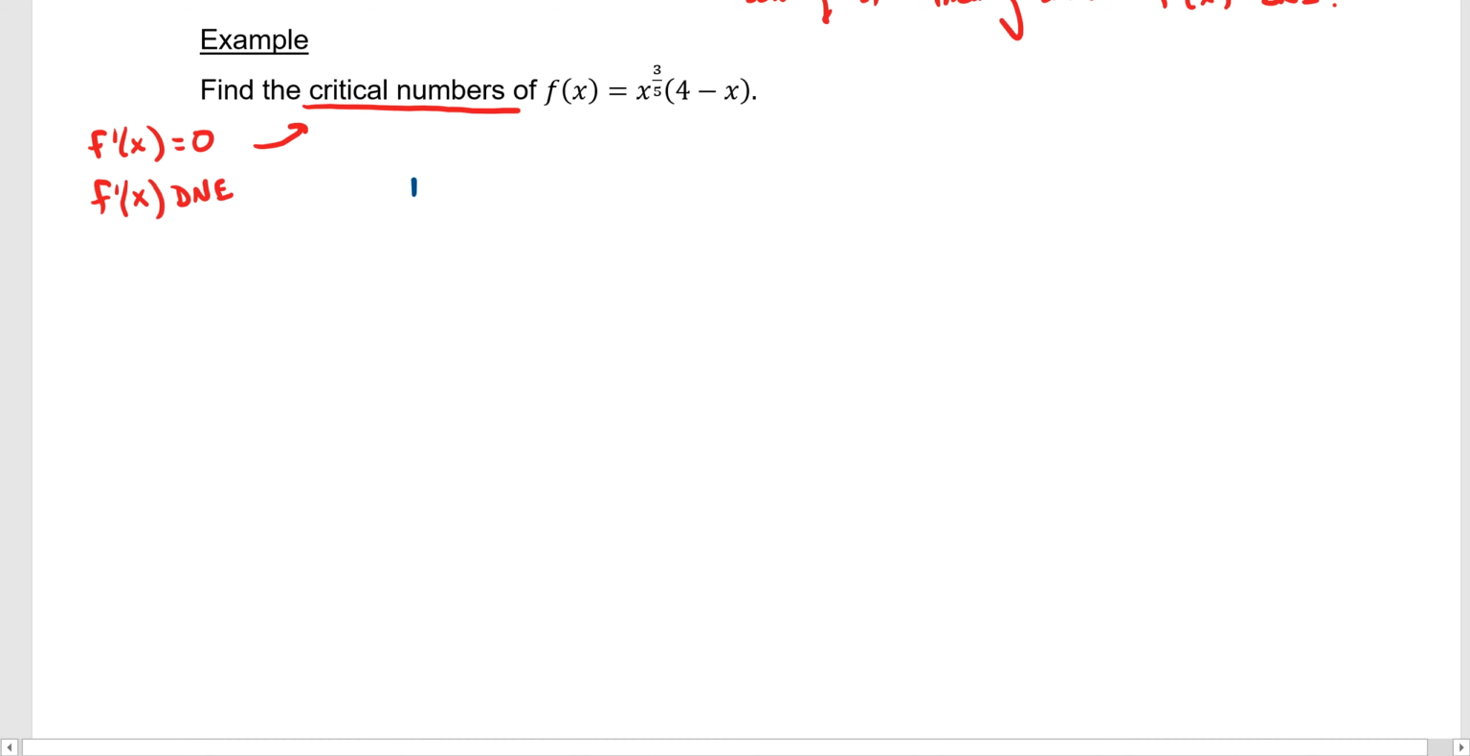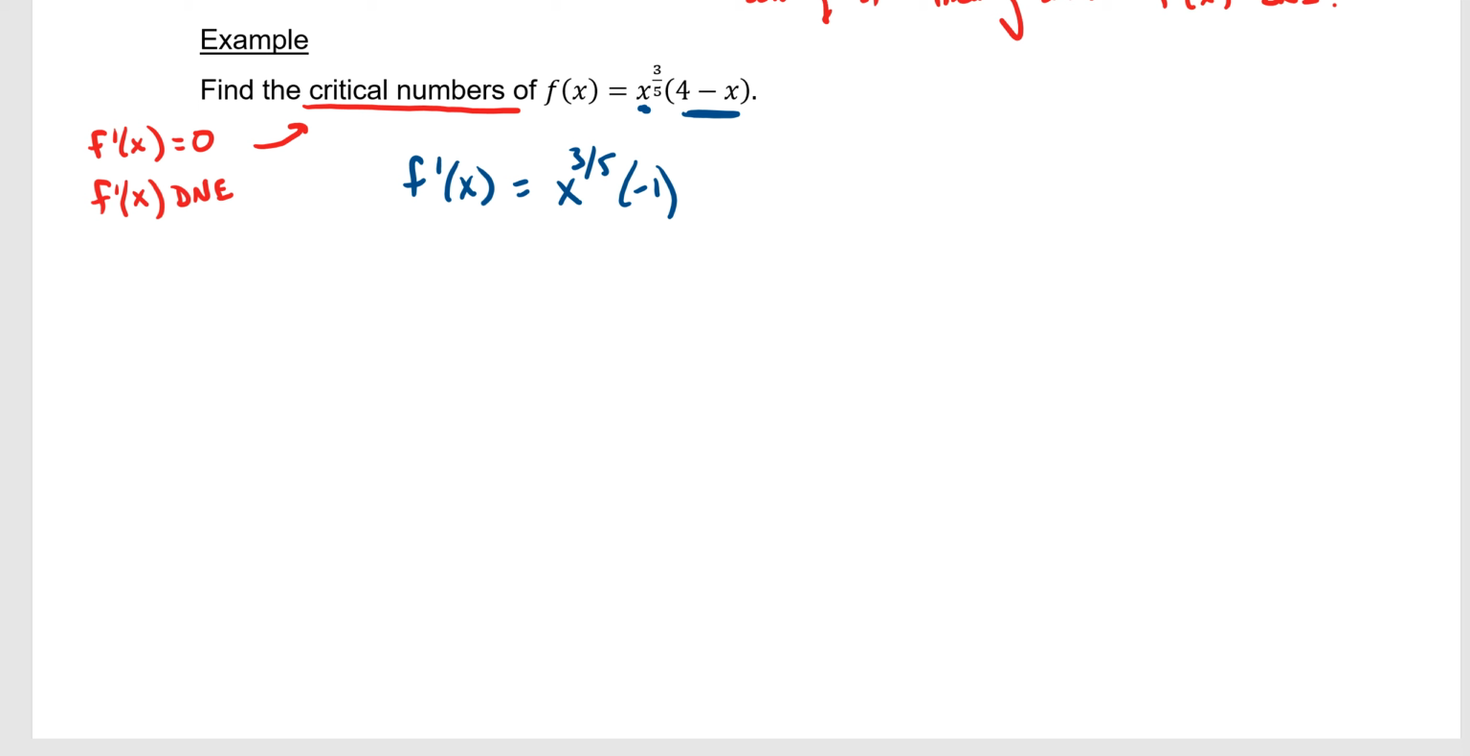So the derivative here, f prime of x, we have two options technically. We could distribute and then take the derivative using power rule, or we can just do product rule right away. I guess I'll just do product rule right away. So we have our two separate functions being multiplied. So first times the derivative of the second plus the second times the derivative of the first.